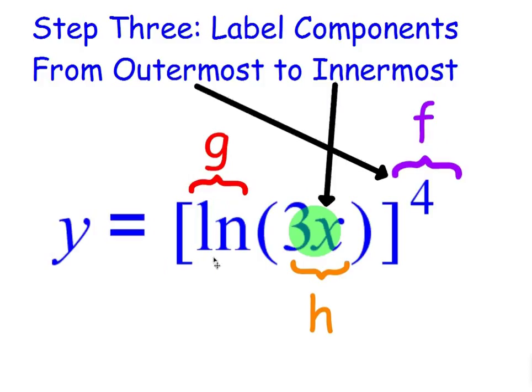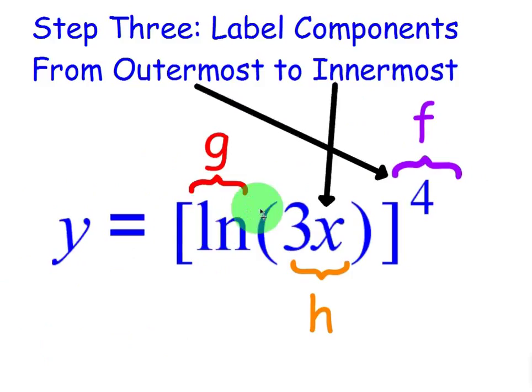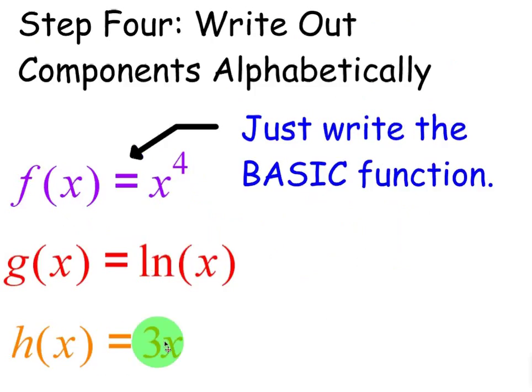So remember, the basic function, what do you guys and girls think that the basic function f is going to be? Remember, you're just replacing whatever's left inside of there with x, so it's going to be x to the 4th. And then inside of that, the basic function would just be natural log without the 3x, so it would just be x for g. And then the innermost function is just going to be itself, and so in this case, 3x.